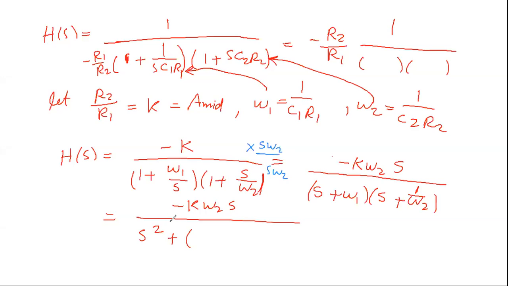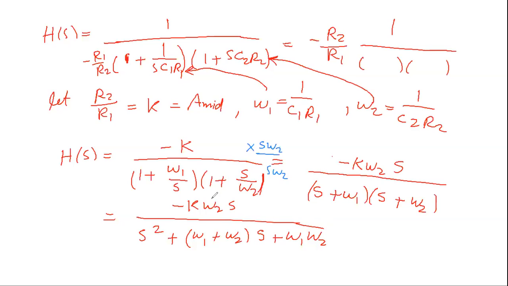Is that correct? No, actually this is correct. No, it was correct. If you multiply omega 2 here, so this is going to be S plus omega 2, right? So this is omega 1 plus omega 2 times S plus omega 1 times omega 2.